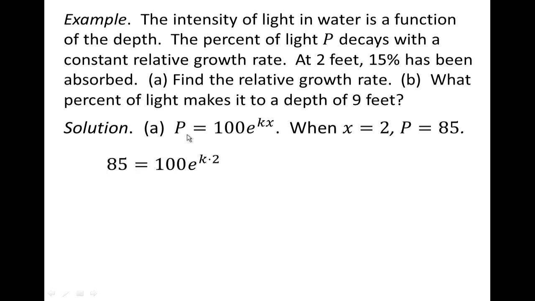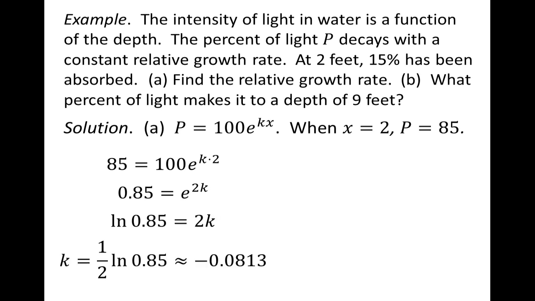So it's relative. Alright, so what we'll do is we'll put these two values in, x equals 2, p equals 85, substitute those in. So 85 is 100 e to the 2k, essentially. And we want to solve for k. Divide both sides by 100 first. We get the 0.85 that we mentioned earlier. In order to solve for k, we pull out the natural logarithm. Natural log of 0.85 is 2k, so k is half of the natural log of 0.85, which is about negative 0.0813. So we've answered part A. What is our constant relative growth rate? It is a decay of 8.13%.